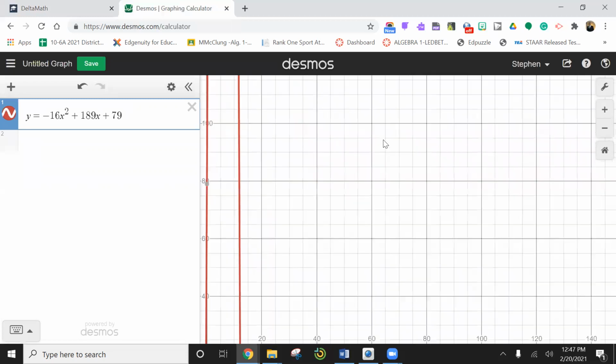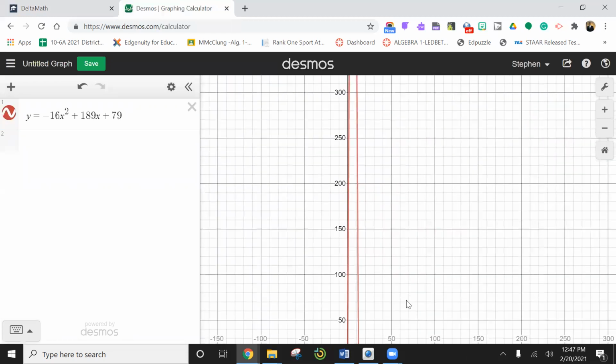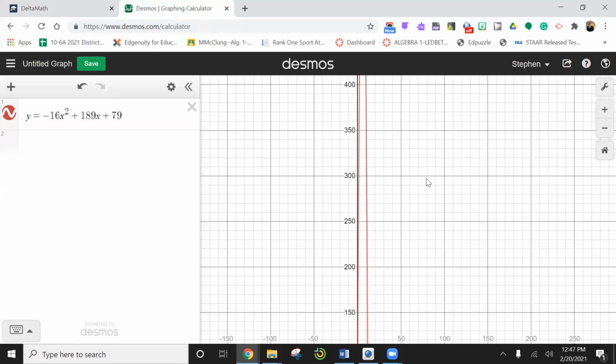It probably went up higher too. Let's see how high it went just for the heck of it. So it goes up there. Wow, this one really went up there, didn't it?